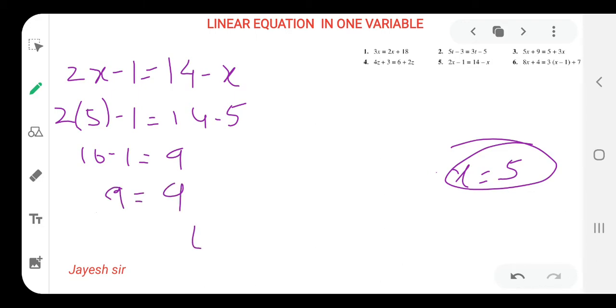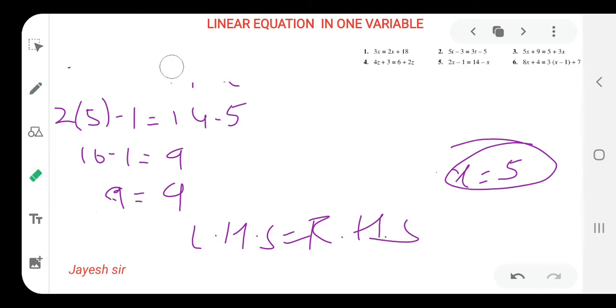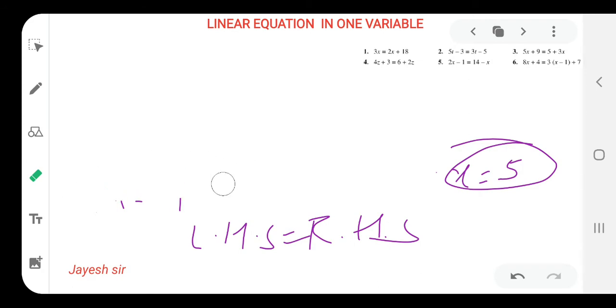So our answer is correct. That means LHS equals RHS. I hope you all might be getting it, friends. So if you understood, pause the video and try to solve the remaining sums on your own.